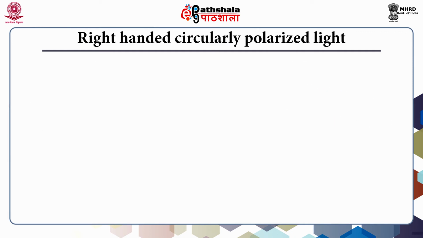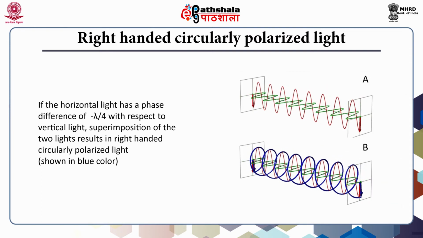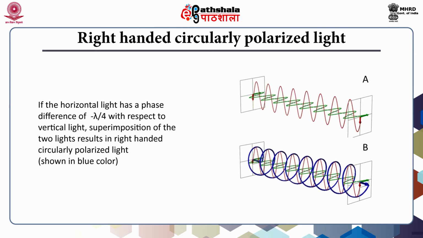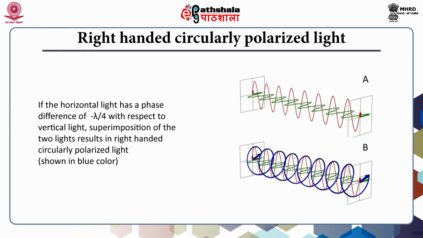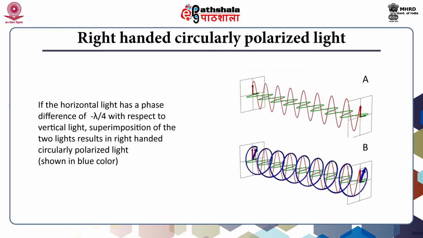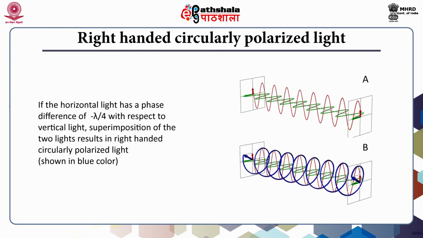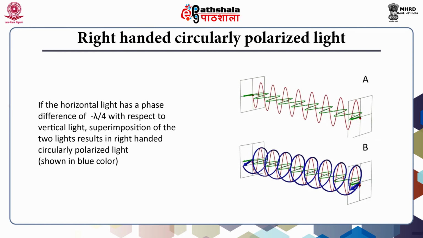Right-handed circularly polarized light: if the horizontal light has a phase difference of minus lambda by 4, or minus 90 degrees, with respect to the vertical light, superimposition of the two lights results in right-handed circularly polarized light, that is shown in blue color. So now we can see how to produce left-handed circularly polarized light and right-handed circularly polarized light.